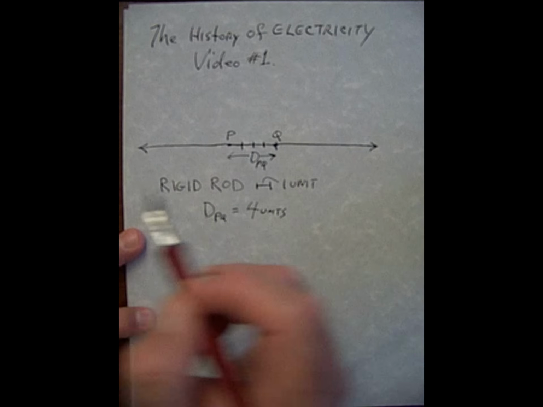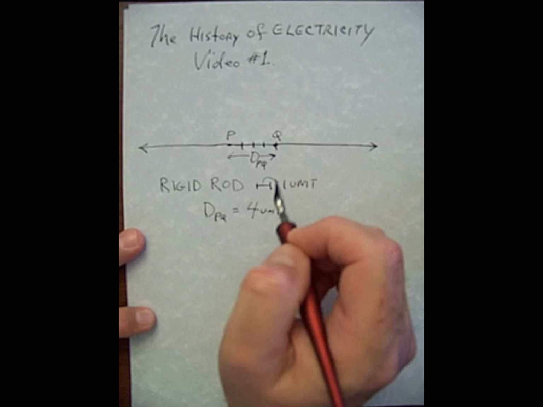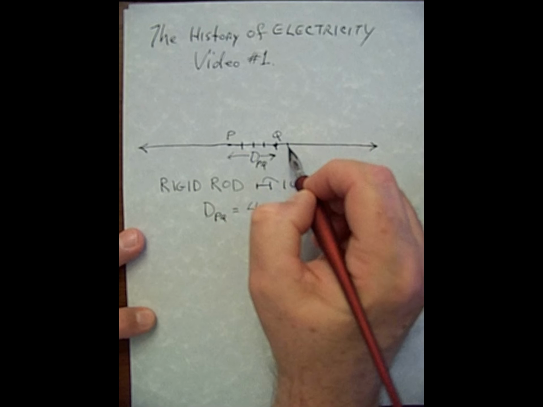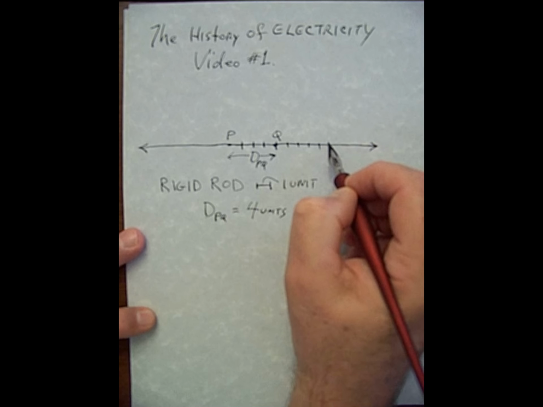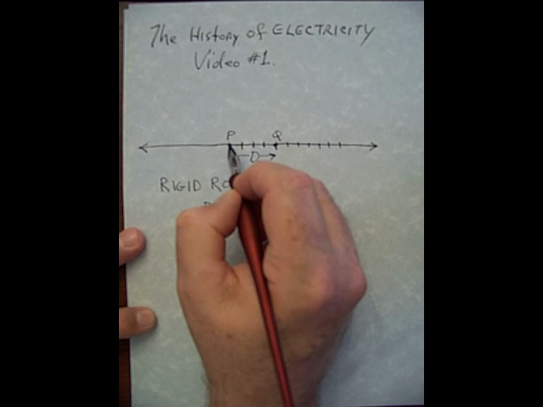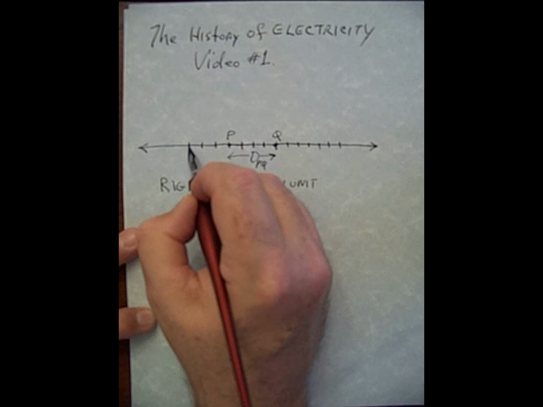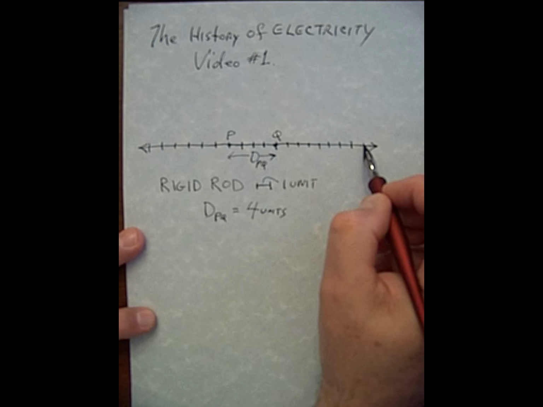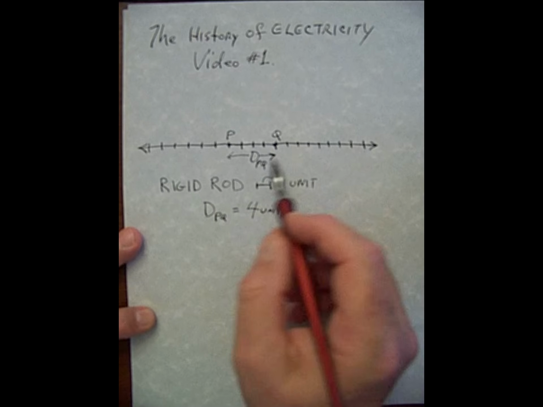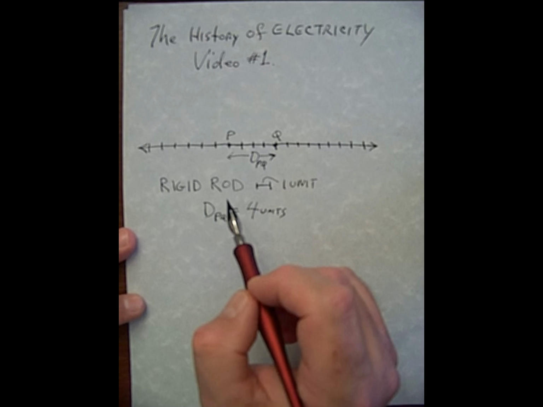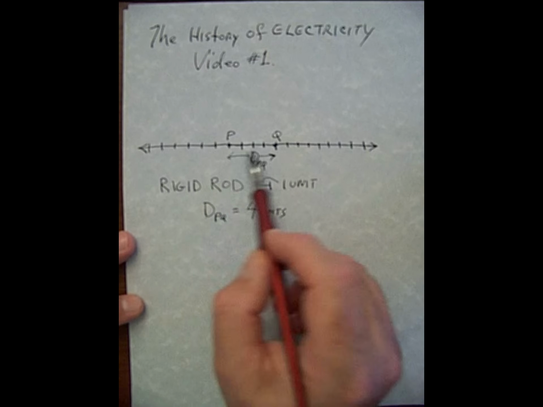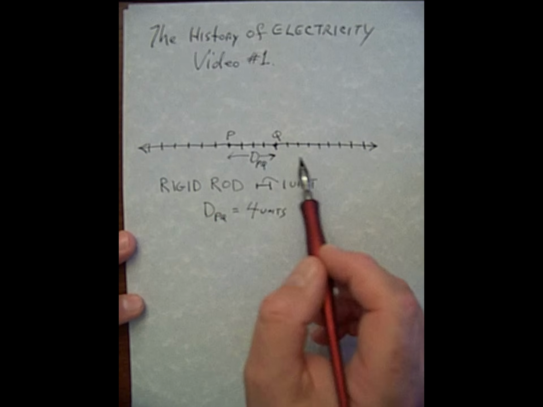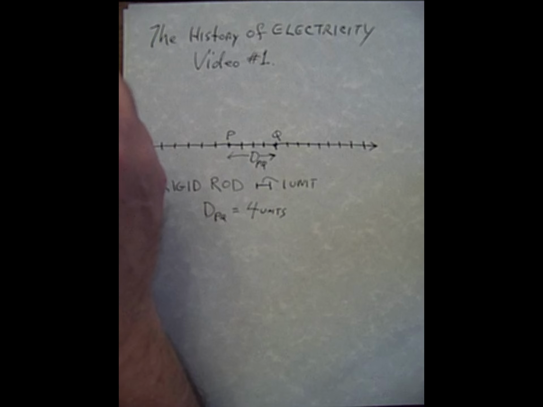And I'm going to take my rigid rod and just continue on marking off units. And of course, there's P. I'm going to mark off units in the other direction. And these again go out to infinity, so I have an infinite number of units in any direction. And of course, I could have an infinite number of points, P and Q, anywhere on this line.